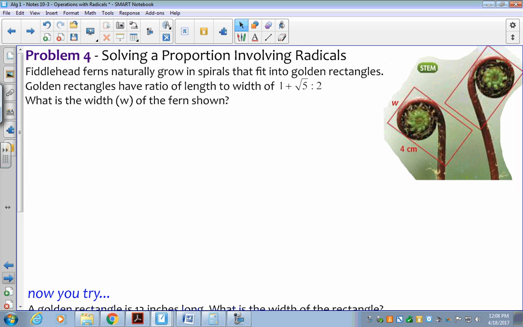Oh, fiddlehead fern. Fiddlehead fern. They use those on Chopped all the time. I can't believe people eat them. But okay, fiddlehead ferns, sauteing some butter.